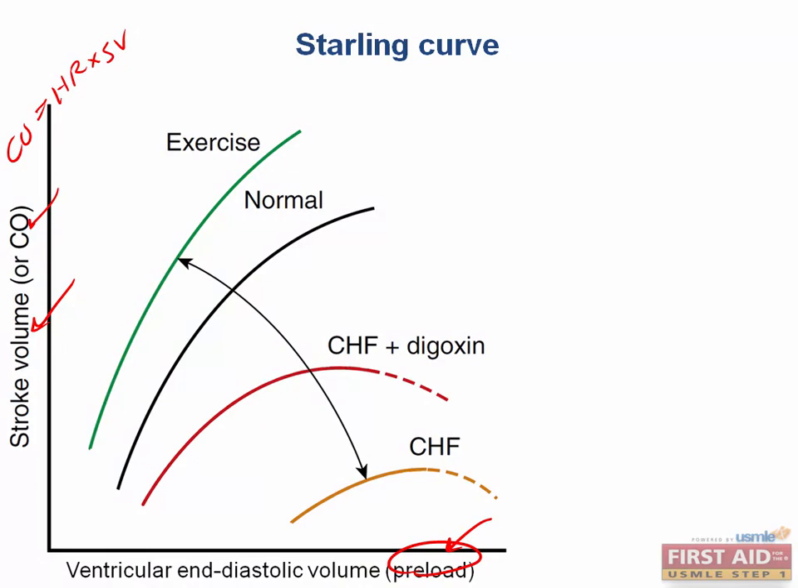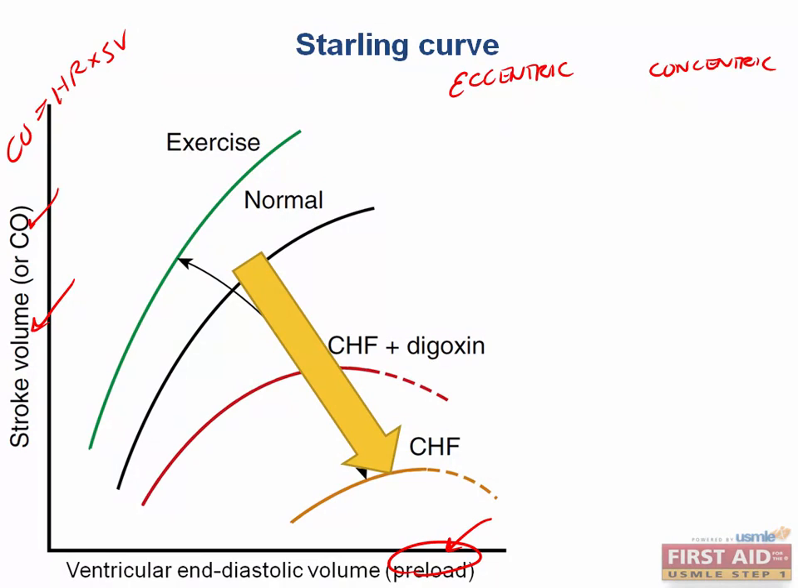Now, what would cause a downward shift in the Starling curve? How about heart failure? Of course, that's not what examiners are going to ask you, so let's understand why there is a shift of the curve down and to the right, which is something they might ask you. What is occurring in heart failure? So you can either have eccentric or concentric hypertrophy, but both eventually lead to some sort of systolic dysfunction or diastolic dysfunction. Now let's review quickly.